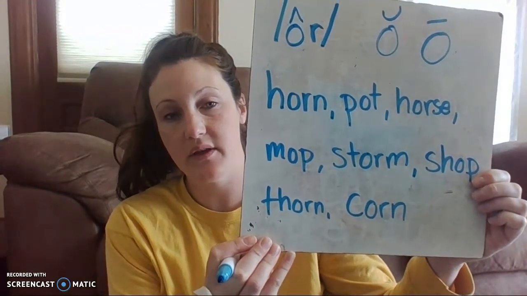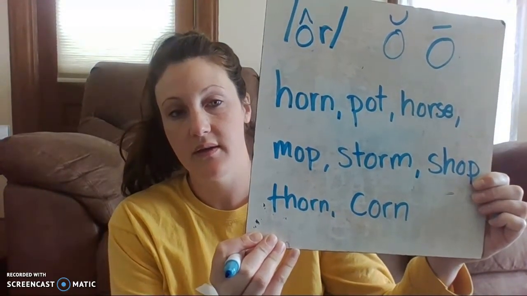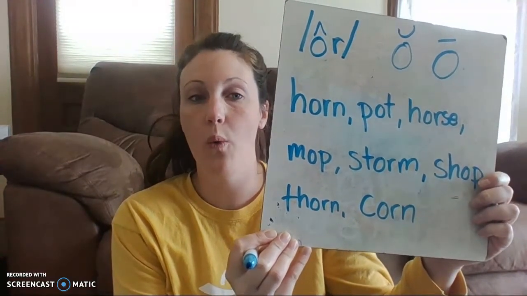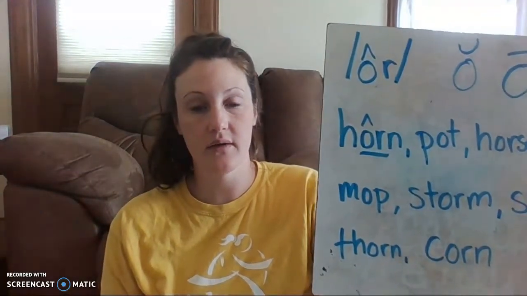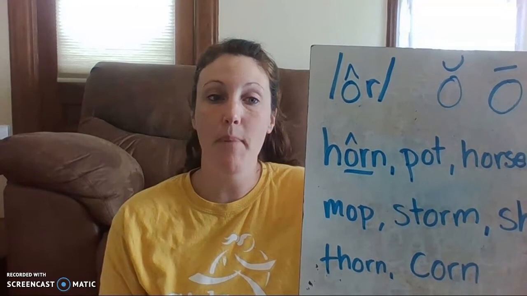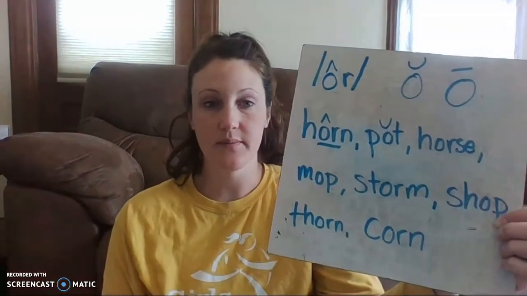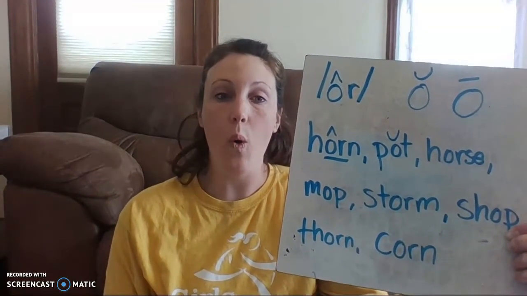Okay, I want you to look at these. Horn. Does it have an or sound in it? It does. So I'm going to code it like this. You can even underline the OR. Okay, the next word is pot. O is making an ah sound, so that's a short vowel sound. Horse. That's R controlled. So we can underline that.